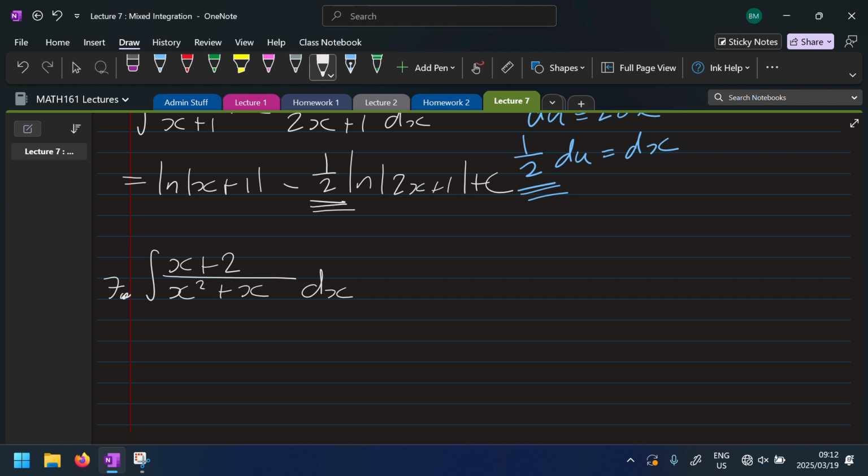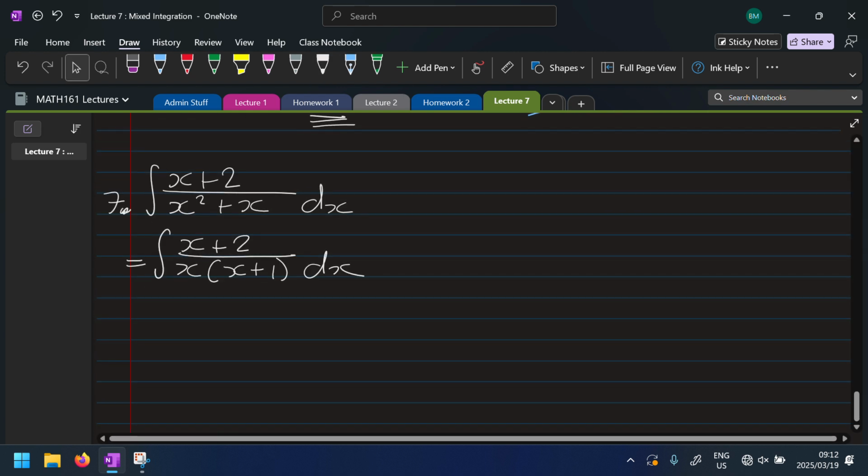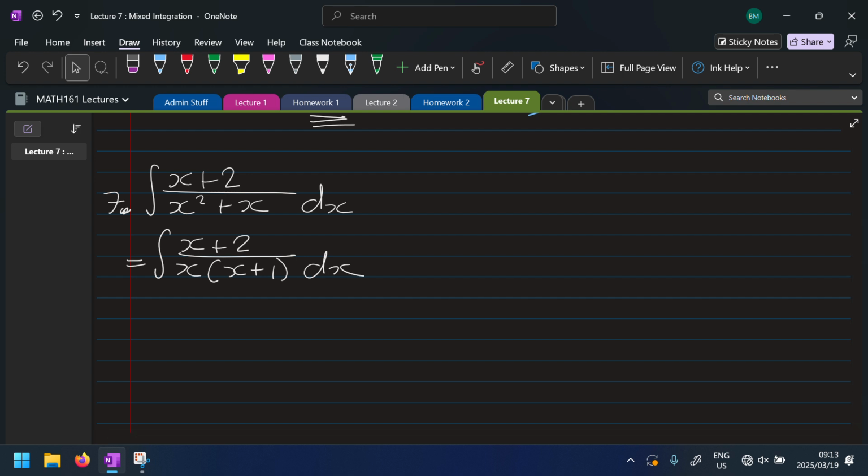Next, can we factor the denominator? Yes, there's an x, we can take that out. So that's step 2. So this is equal to the integral of x plus 2 over x times x plus 1. Okay, if you just follow the steps, you can't get anything wrong, unless you make a sign mistake or you can't add or something. But just follow the steps, you have everything you need. Okay, it's factored. Two linear factors, we can split them up.